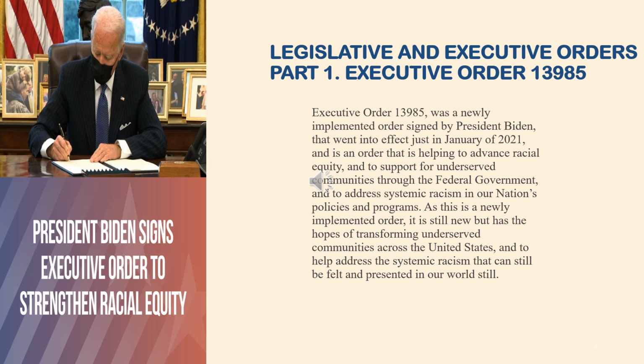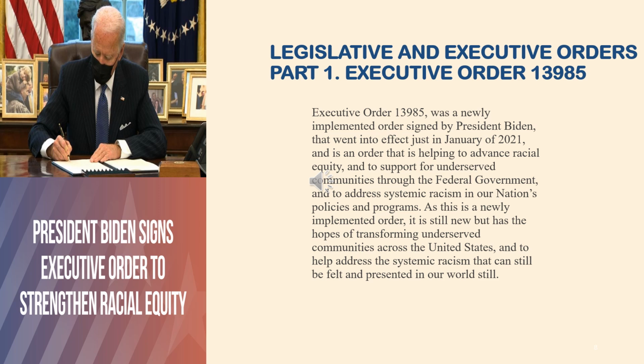So we move on now to legislative and executive orders. And for my first executive order, I decided to talk about Executive Order 13985. Executive Order 13985 is a newly implemented order signed by President Biden that went into effect just in January of 2021, and is an order that is helping to advance racial equity and support for underserved communities through the federal government and to address systemic racism in our nation's policies and programs.